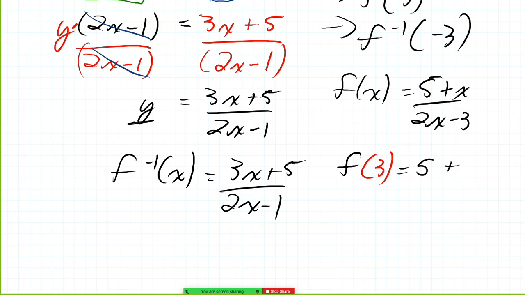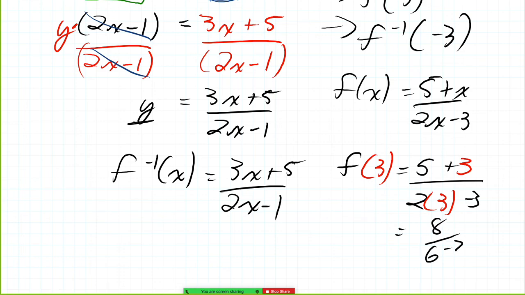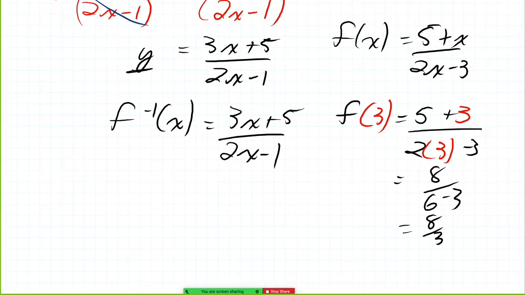We'll say 5 plus 3, divided by 2 times 3, then minus 3. This is really just regular basic math, so we get 8 over 6 minus 3, which is 8 over 3. We can convert it to some decimal, but that works fine for us. It's an improper fraction. f at 3 is equal to 8 over 3.